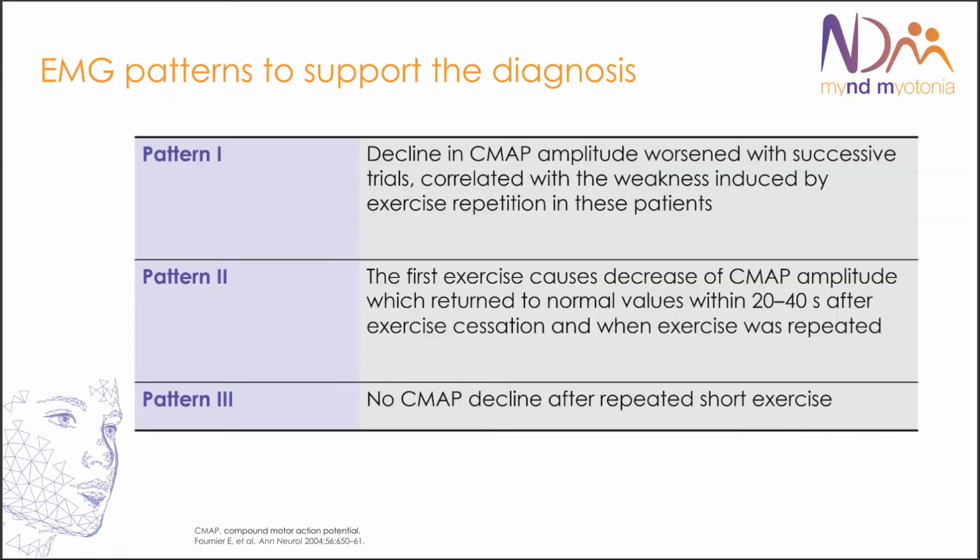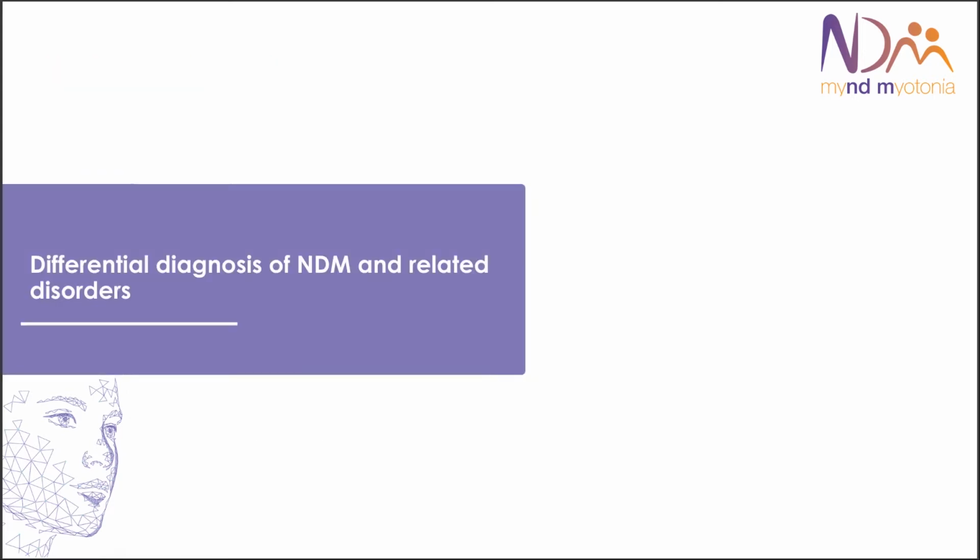So to summarize the EMG patterns, we have pattern 1, where there is a decline in each CMAP amplitude, worsened with successive trials, correlated with the weakness induced by exercise. In pattern 2, the first exercise causes a decrease of CMAP amplitude, which returns to normal value within 20-40 seconds after exercise cessation. And pattern 3, where there is no CMAP decline after repeated short exercise.